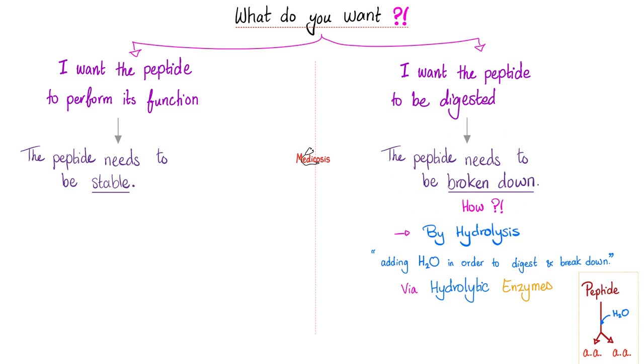How do I break a peptide? By hydrolysis, by adding water. So hydrolysis is adding water in order to break down something. Who does that? A hydrolytic enzyme. Well, no duh. You see that? That's a peptide. When you add water to the peptide, oh, you break it down to amino acids. Hashtag hydrolysis. Hashtag hydrolytic enzymes.